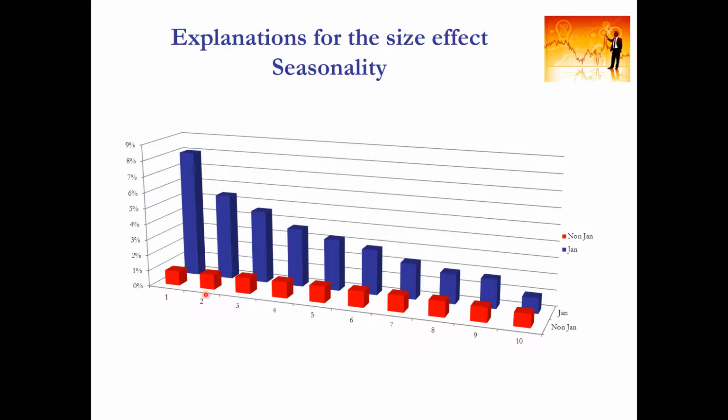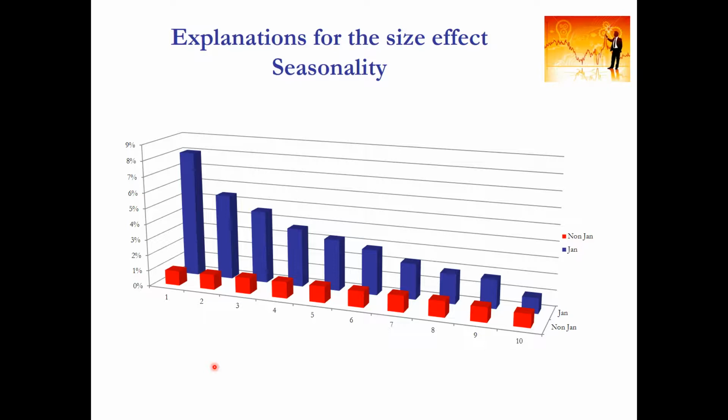Now, if you look at the January months' returns, you can see a very clear example of size effect, because the smallest decile portfolio in terms of market capitalization generates a much higher return compared to the largest decile portfolio. So there is a significant size effect. However, if you look at non-January returns across the deciles, you can see that returns are almost similar across the deciles, indicating there is no evidence of size effect. So you can see that size effect is only evident during the January months, but not in non-January months.